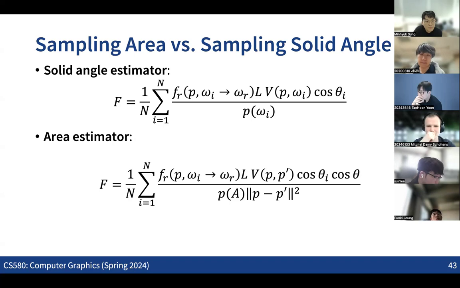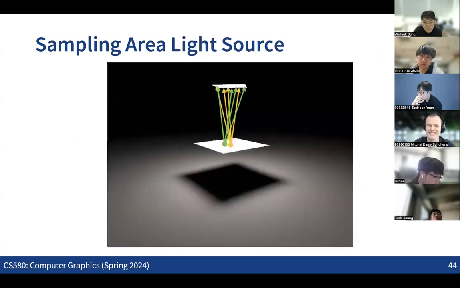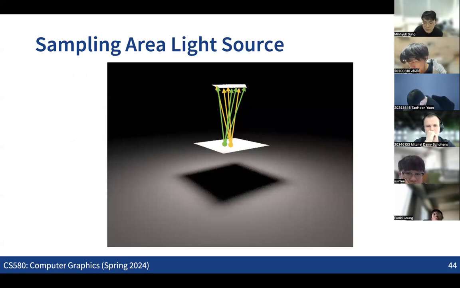Make sense? Yeah, so those are the cases where we are sampling the points over the light source. Then we can get much better quality outputs with the same number of samples. Any questions on this?